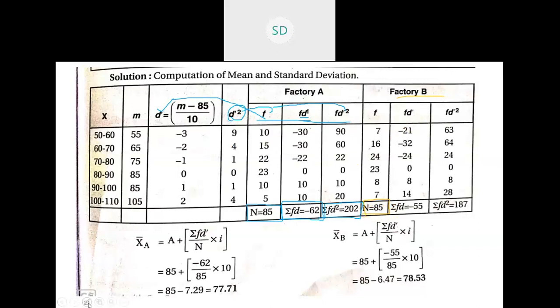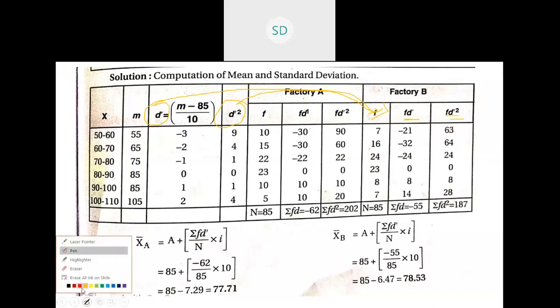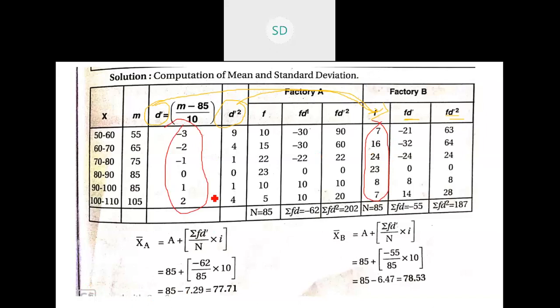Then you have fd dash. We have already calculated the d dash here. Okay, d dash is already calculated. Now multiply d dash into frequency, which will give you fd dash. Again multiply the same frequency into d dash square to get fd dash square. So first what we are supposed to multiply? First we are supposed to multiply frequency into d dash.